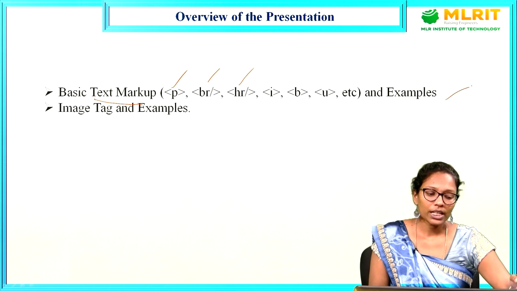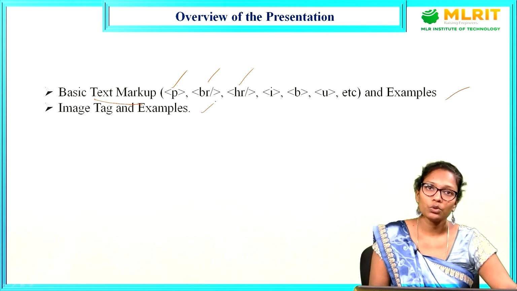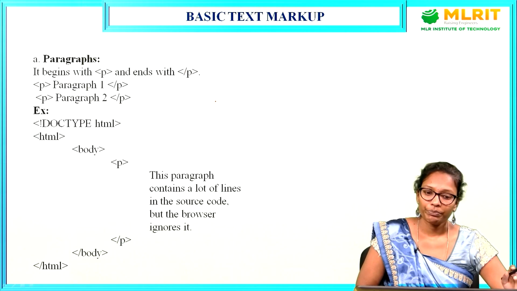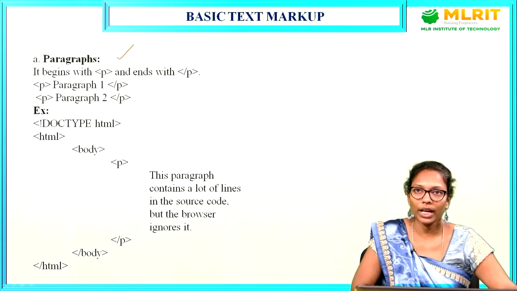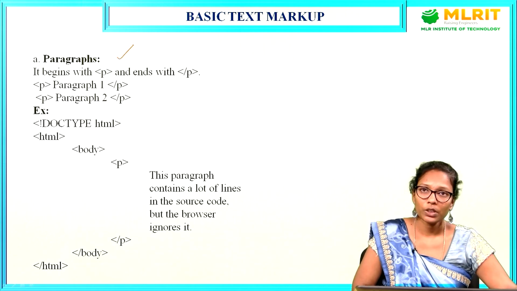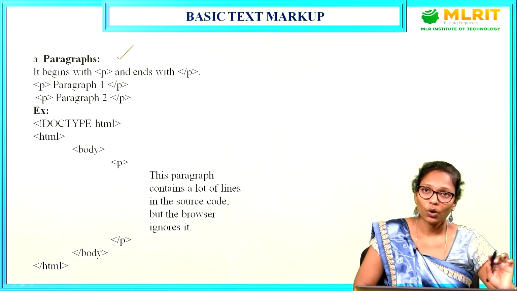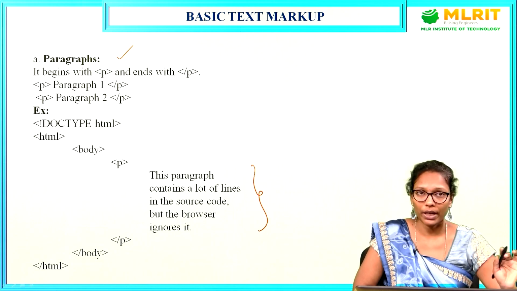We'll see all those tags using some examples. Next is the image tag, how to display an image. We'll see one example also. Under basic text markup, the first tag is the paragraph tag. We know in the previous video we have seen that for a paragraph we use the p tag. Now I just want to display my text like this, so I'm giving it within the paragraph tag.